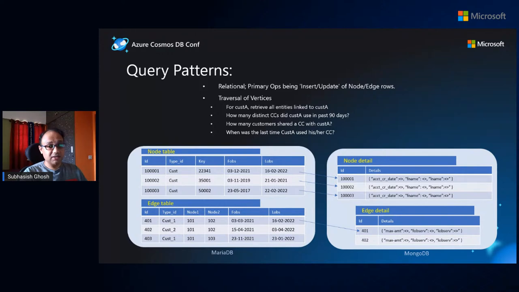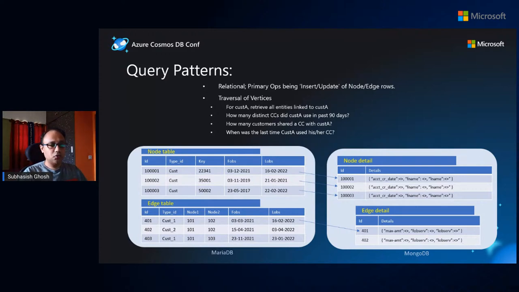So let's say, how many distinct credit cards did this particular customer use in the last 90 days? How many customers shared a credit card with this person? So you get some information about not just the distinct discrete data points, but can also ask all sorts of questions about this customer vis-a-vis his credit card. We will limit our conversation there because this was purely to understand the credit card discrete usage.